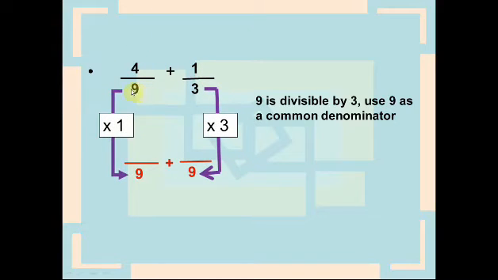And because 9 multiplied by 1 equals 9 and 3 multiplied by 3 equals 9, also multiply the numerator 4 by 1 and here 1 by 3. 4 multiplied by 1 equals 4 and 1 multiplied by 3 equals 3. And then add the two fractions. The denominator is 9 and 4 plus 3 equals 7.